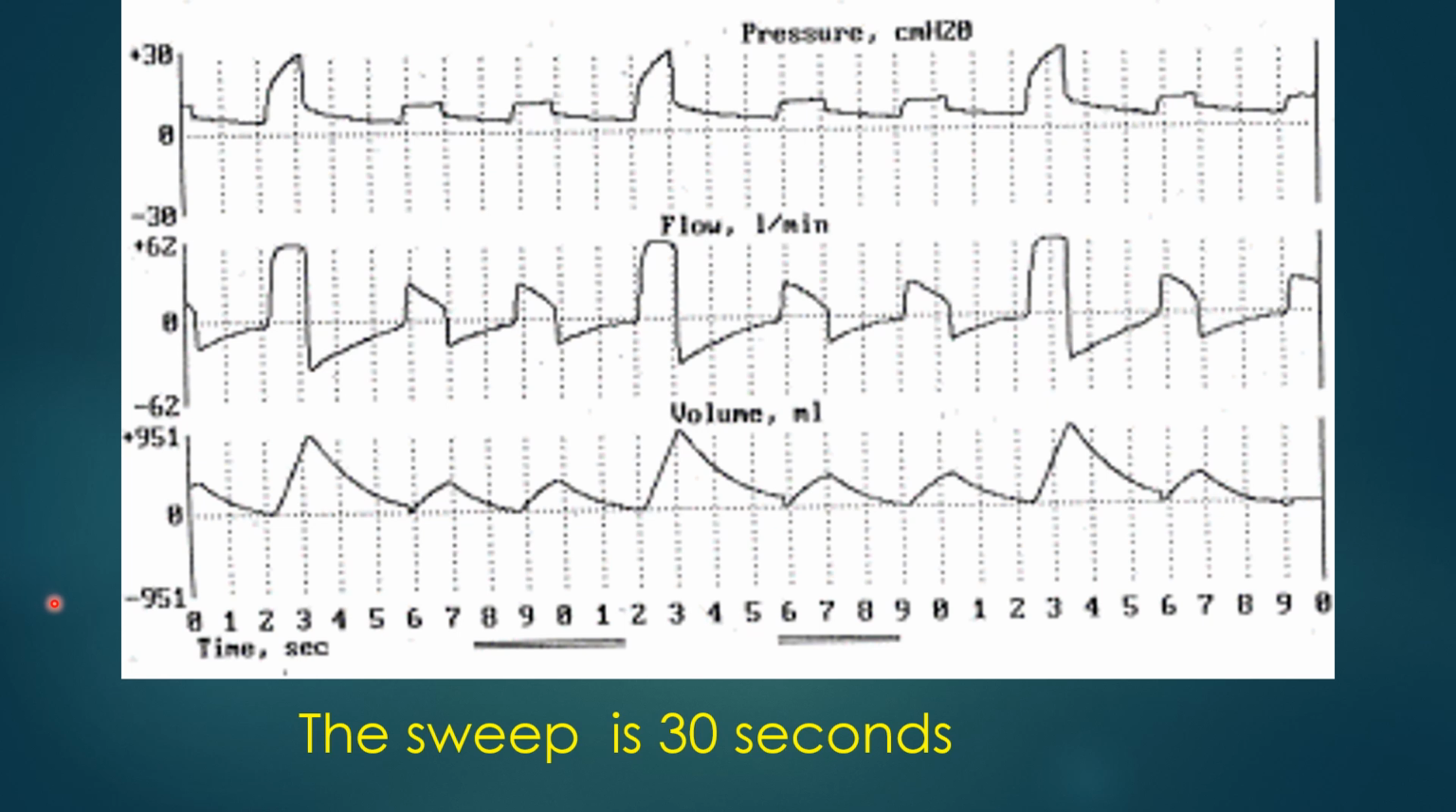The sweep in this example is 30 seconds. You see 1, 2, 3, 4, 5, 10, 20, 30 seconds. So you're seeing a full half minute's worth of breathing, and now you can tell that this patient is in SIMV, because here is a mandatory breath, and here's a spontaneous pressure supported breath, a spontaneous pressure supported breath, and then a mandatory breath.